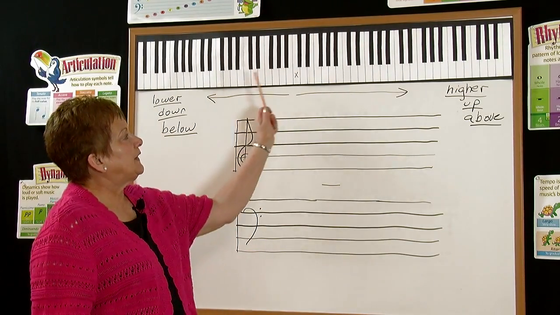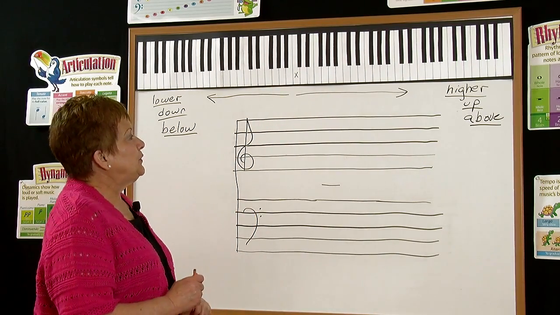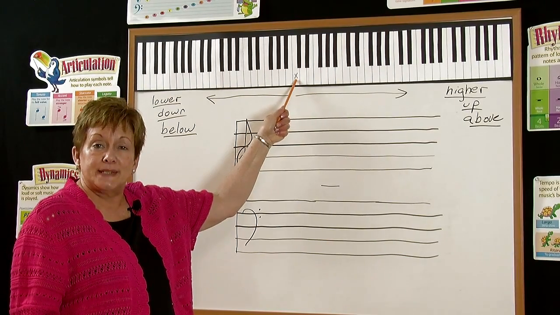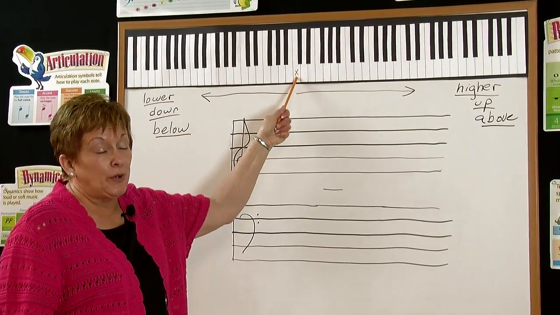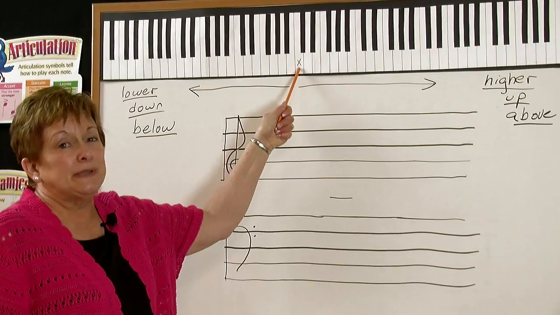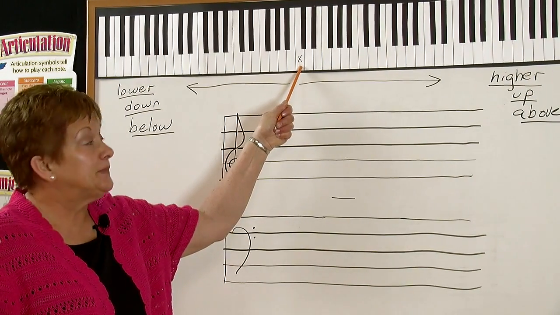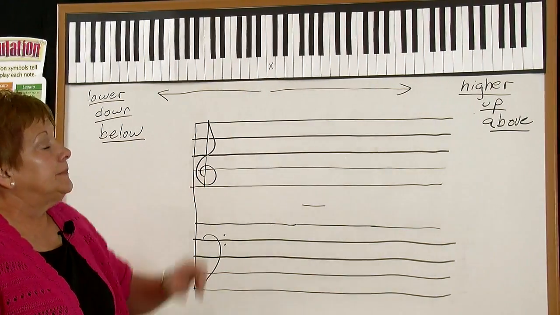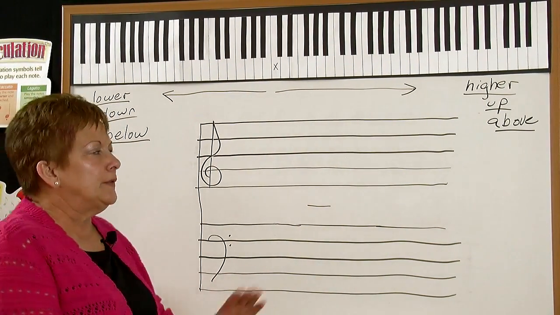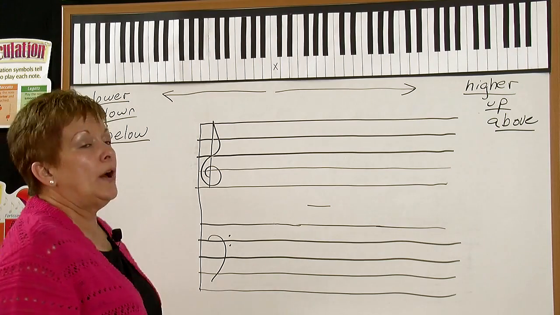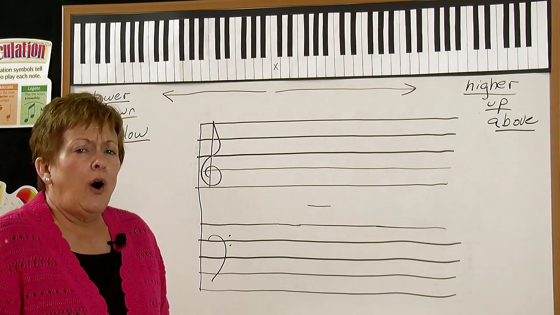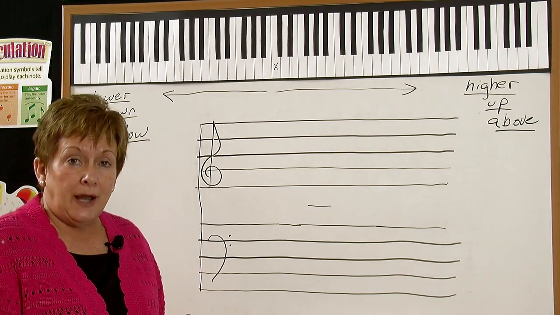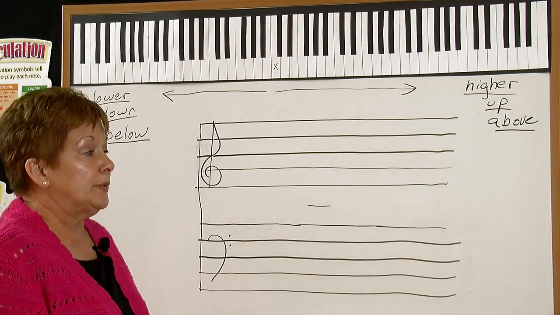Okay, let's take a look at the keyboard. I told you before that I have an X on middle C. Okay, now your piano or keyboard at home probably does not have that X there. So if that X were not there, out of all these keys on the keyboard, how could we always know that that's middle C? How could we find middle C on the keyboard?